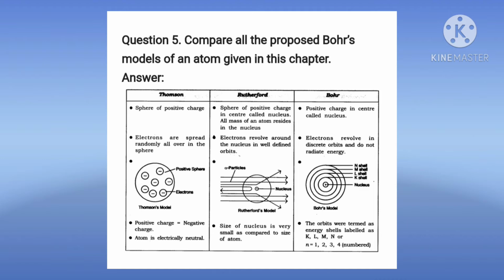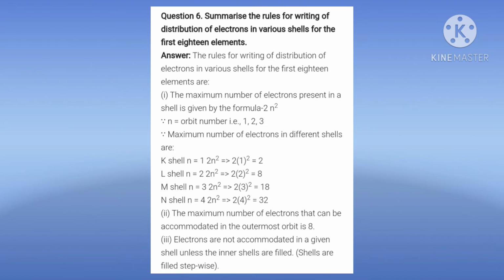Like Bohr told, the atom has a positive center called the nucleus, because the protons are inside the nucleus, which gives the nucleus a positive charge. But the negative charges revolve around the nucleus in different orbits. Is it clear? So this is the comparison of all the three models. In this chapter we have learned this, but many other scientists have also done experiments on this. Is it clear? Next we'll discuss question number 6.